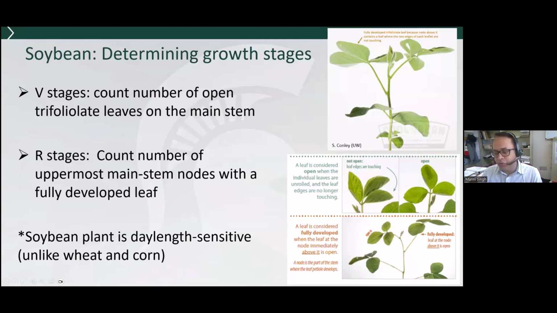For us, a leaf is fully developed, as you can see in this image, when the leaf above it is open, because that leaf is not contributing much. So we start with the fully developed and not just the open leaf from the top. And that's the most commonly used method out there.